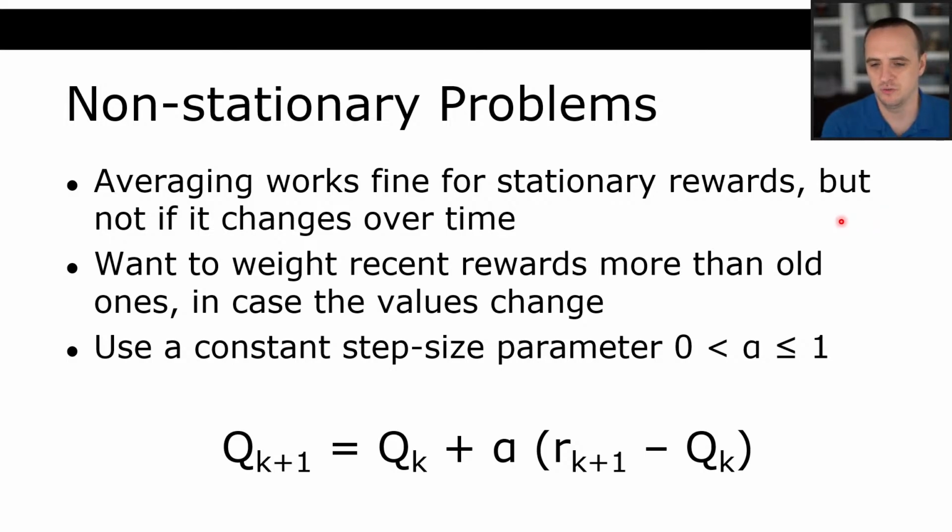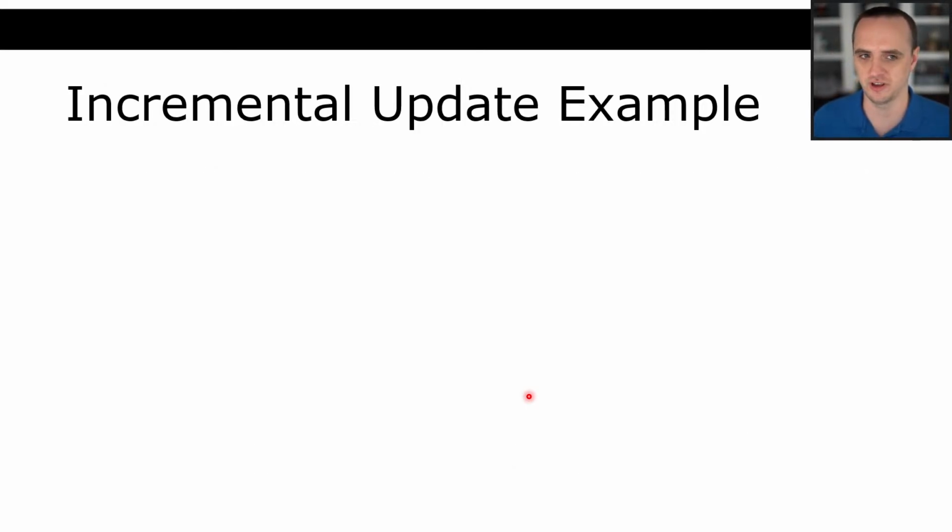With an average, every single sample that we've ever taken is given an equal weight. So the very first thing that I ever saw is worth just as much as the most recent thing that I saw. What we want is to weight recent rewards as having more trust than older ones, just in case the values change. And what we can do is use this step size parameter, which I'm calling alpha. So instead of having 1 over k plus 1 here, we just have this alpha. And it's going to be very obvious what this alpha does after I show you some examples.